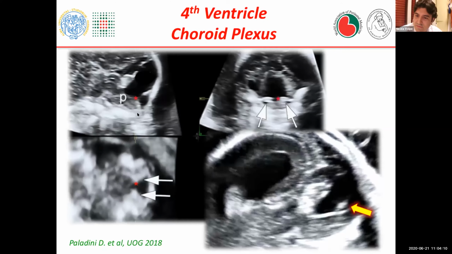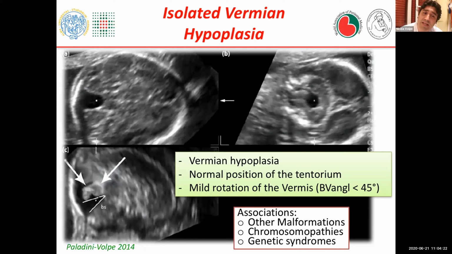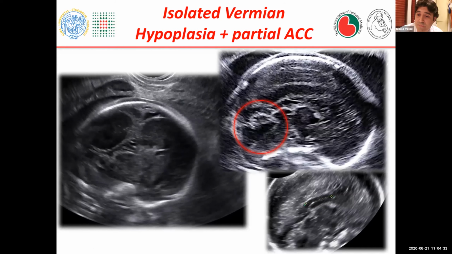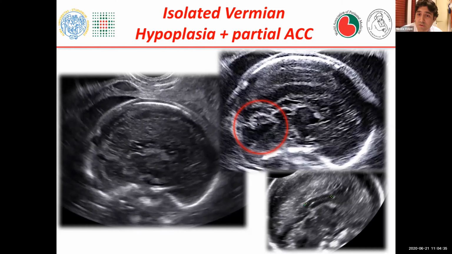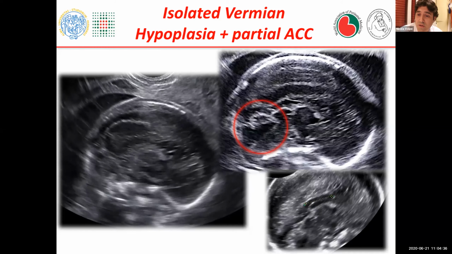Vermian hypoplasia is characterized by a small vermis, but a mild rotation, not severe rotation. The brainstem-to-vermis angle is usually below 45 degrees. And these are examples of this pathology. This was a case with also partial agenesis of the corpus callosum that has been already discussed by Antonio.